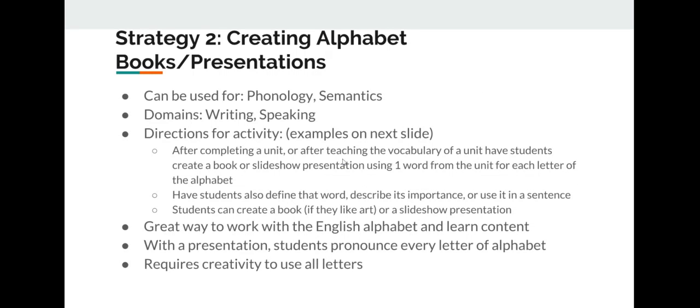My second strategy is creating alphabet books or presentations. So this can be used for definitely phonology and semantics again. And this is using the writing and speaking domains.